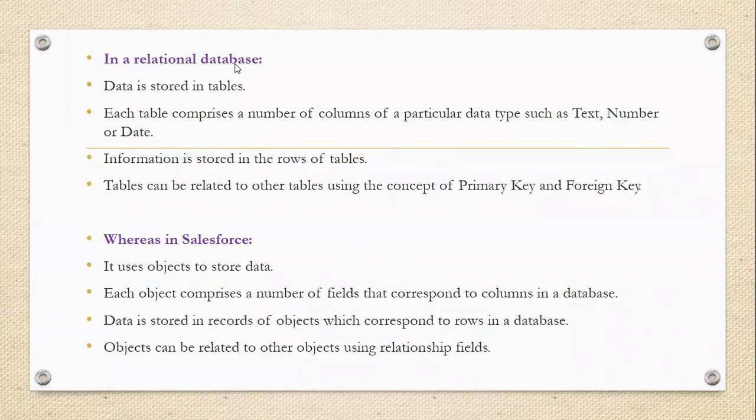In a relational database, data is stored in tables. Each table comprises a number of columns of a particular data type, such as text, number or date. Information is stored in the rows of the tables. Tables can be related to other tables using the concept of primary key and foreign key, whereas in Salesforce, objects are used to store data.